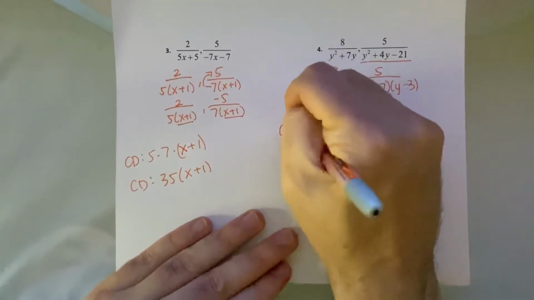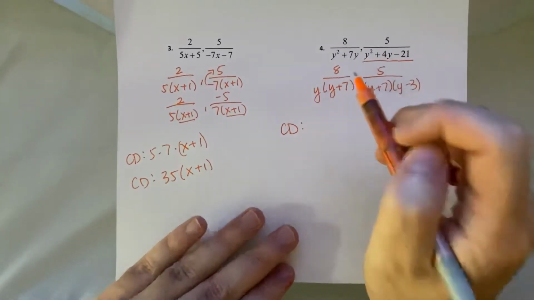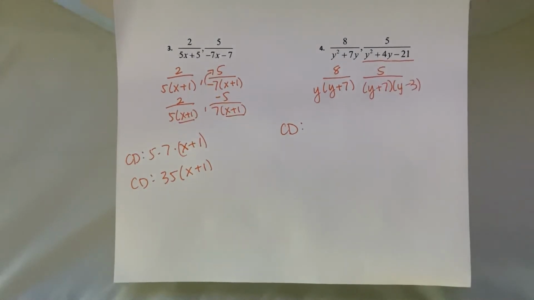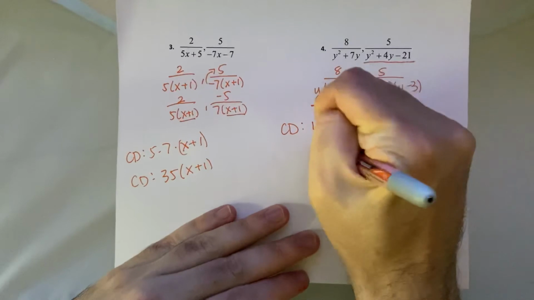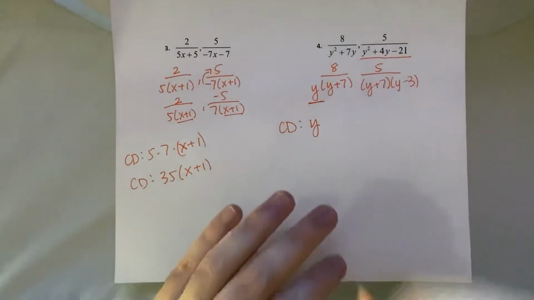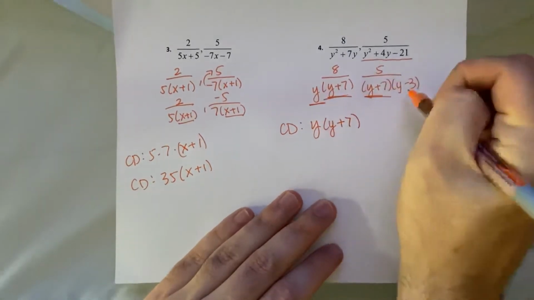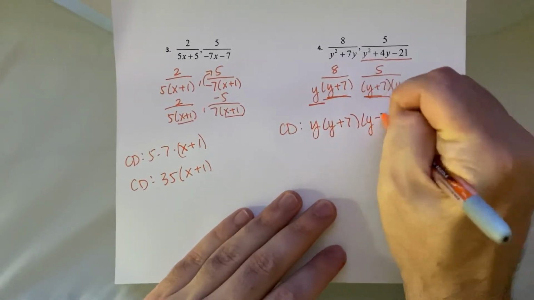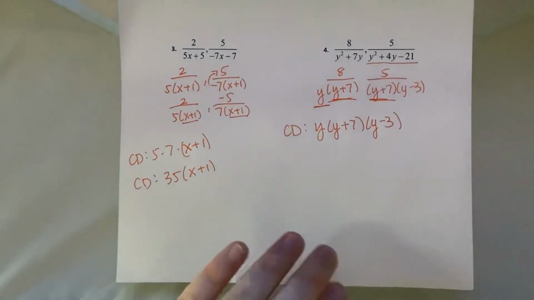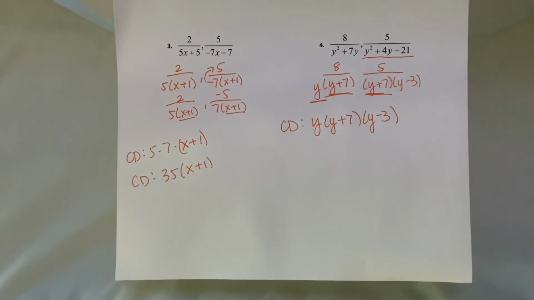So what do I need in my common denominator? I need anything that's in the denominator of any of these fractions. So there's no numbers like the other ones. So there's at least one y by itself. Both of them have a y plus 7, so I'm definitely going to need that. This one also has a y minus 3. So my common denominator is going to require all of those factors. So that's something to keep in mind. And we will do one more on the next page.